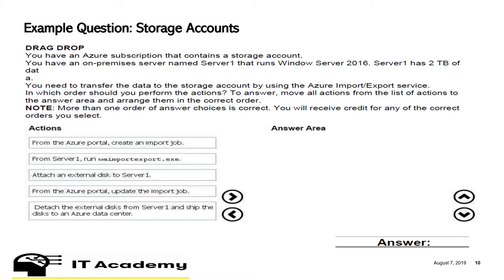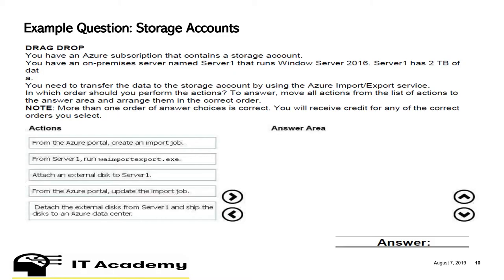Here we're given a scenario in the question. The scenario tells us we have an Azure subscription that has a storage account in it. It also tells us we have an on-prem server named Server 1 that runs Windows Server 2016. We're also told that Server 1 has 2 terabytes of data on it. Our objective is to transfer those 2 terabytes of data to the storage account in Azure using the Azure Import-Export service. In which order should we perform the actions?